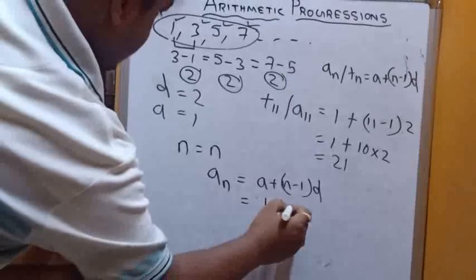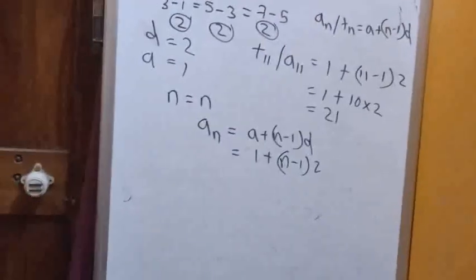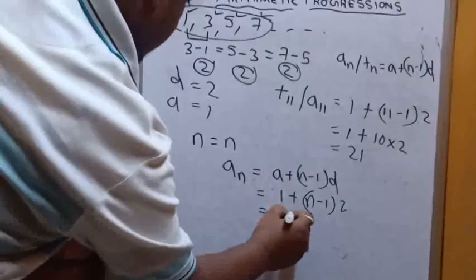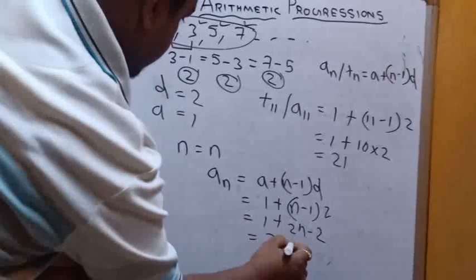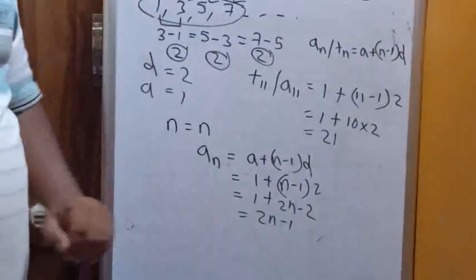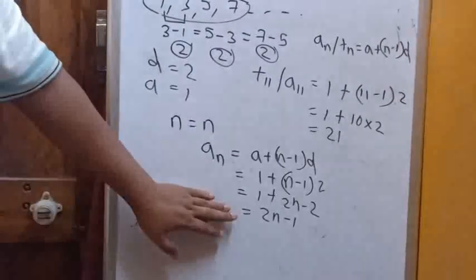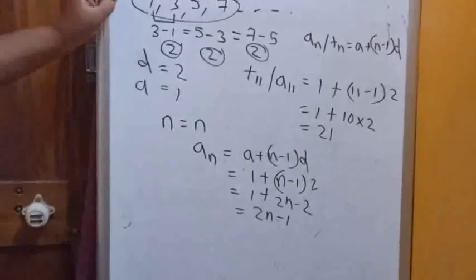1. n equal to n minus 1. d equal to how much? 2, because you are getting that. So what is the answer? 1 plus 2n minus 2 equal to how much? 2n minus 1. Yes or no? So this one is your general term. What is given? General term. It changes in this question only.